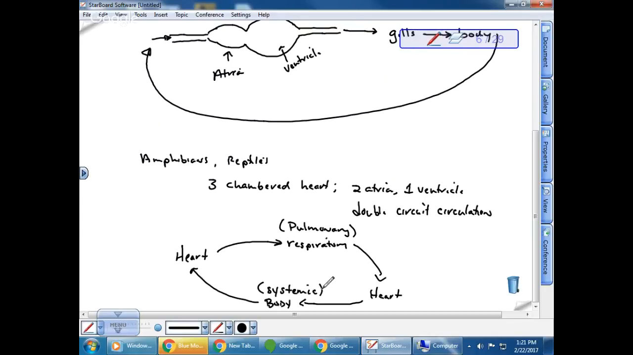So the problem with having only three chambers, however, is that you get a mixing of oxygenated and unoxygenated blood. So you notice here that if it's coming back from the lungs or the skin or wherever it's picking up oxygen, it is going to be oxygenated, right? If it's coming back from the body, it's going to be unoxygenated. So we do not have complete separation.